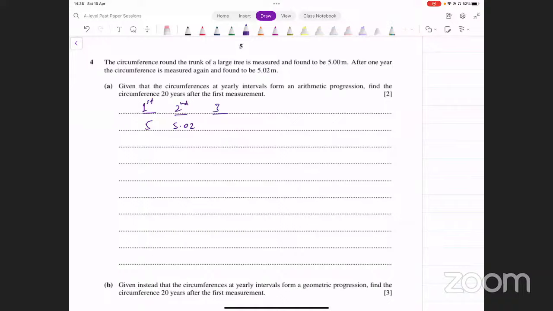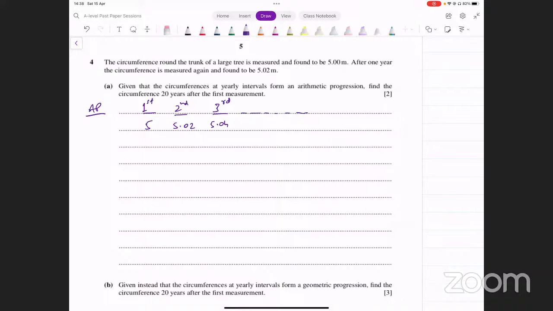Then what about the third term? अगर ये AP है तो third term क्या होनी चाहिए? Difference कितना आ रहा है? 0.02. Third term होनी चाहिए 5.04, and so on. It'll keep on going on like this. And now be careful about the wording there. It says find the circumference 20 years after the first measurement.